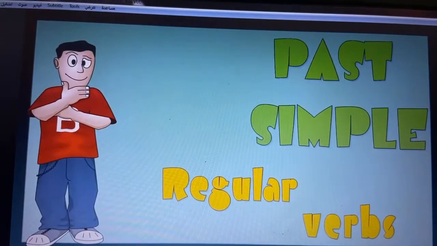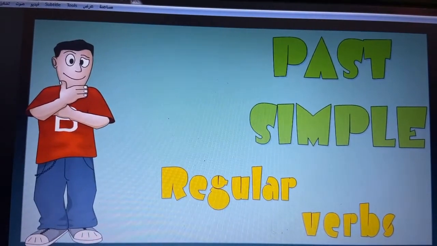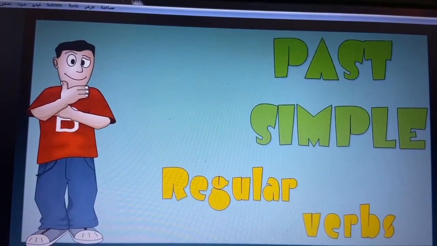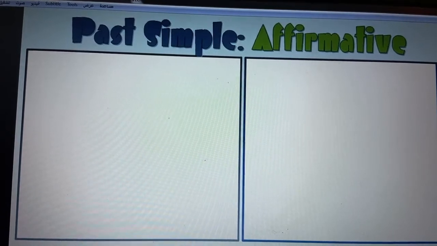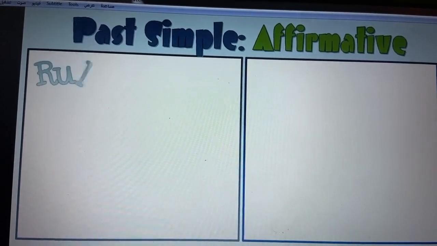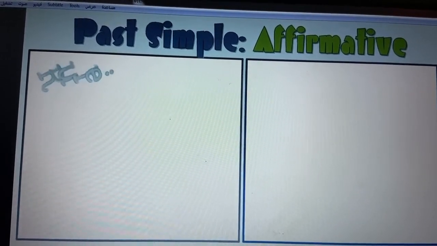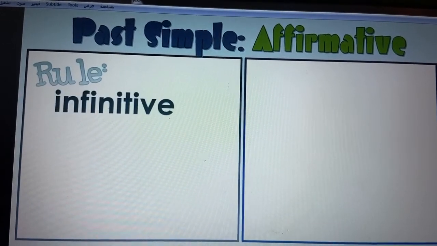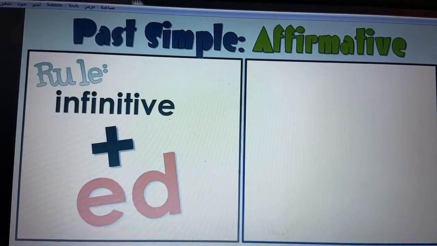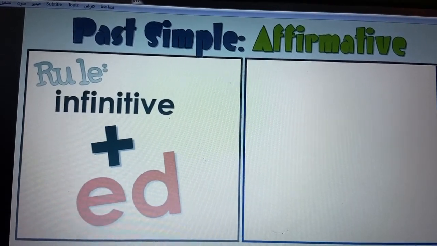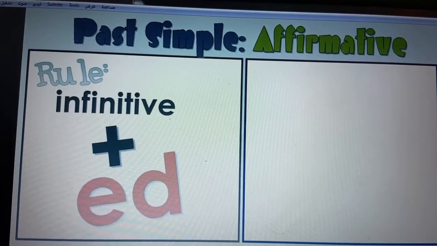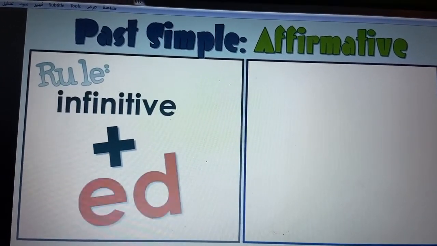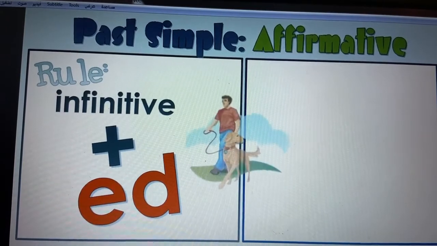Our lesson today is about past simple with regular verbs. We learned that the past simple is used to talk about actions that started and finished in the past. And we have learned also that regular verbs end with ed. So the infinitive form plus ed.